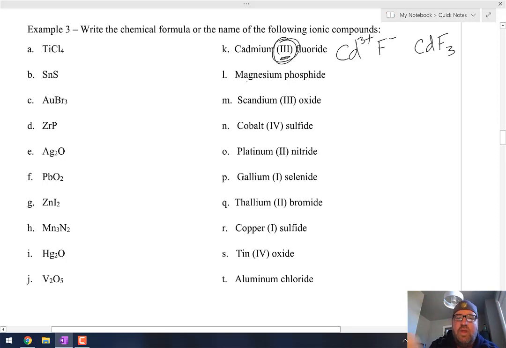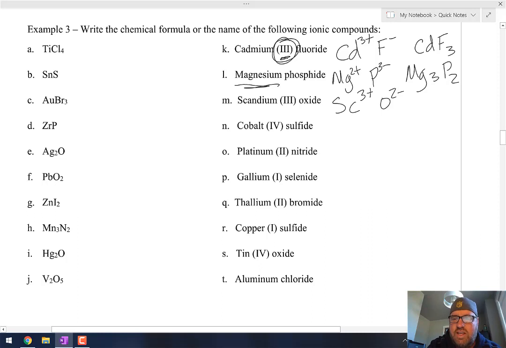CdF3. Okay, magnesium phosphide. Where's the Roman numeral? You don't need one. The reason you don't need one is because magnesium's in the second column. Magnesium is always +2, and then phosphorus is -3. So switch those, Mg3P2. Okay, scandium 3 oxide means scandium has a +3 charge.